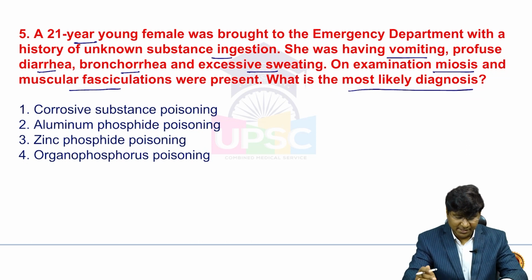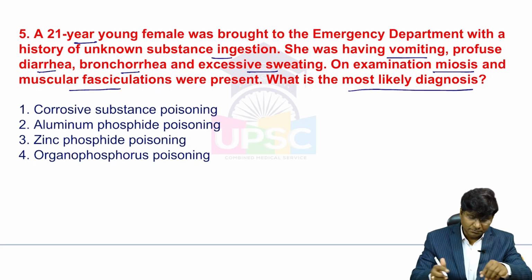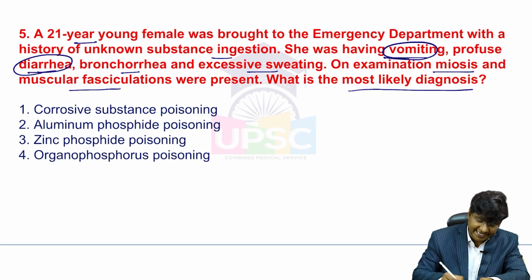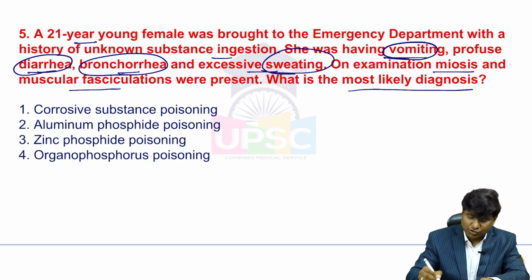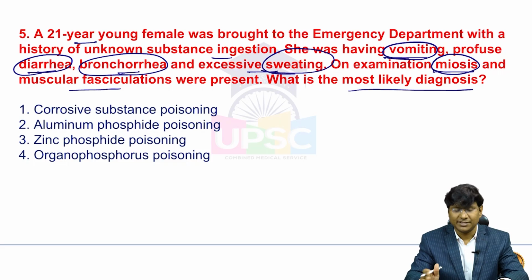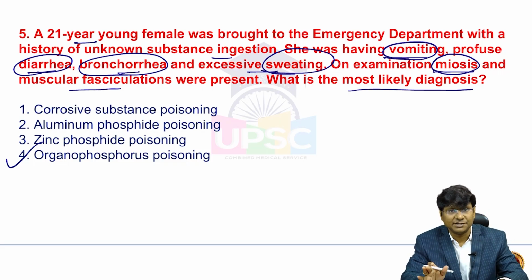Corrosive substance poisoning, aluminium phosphide poisoning, zinc phosphide poisoning, or organophosphorus poisoning. So all the secretions are increased: there is vomiting, increased gastrointestinal motility, increased respiratory secretion, and profuse sweating, and on examination the eyes are showing miosis and there is fasciculation. So all these points are suggestive of organophosphorus poisoning, right?